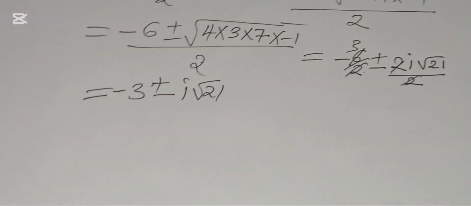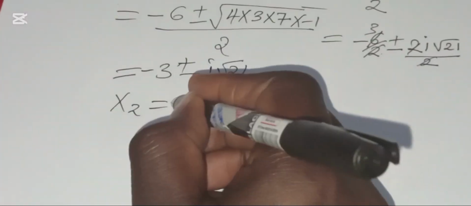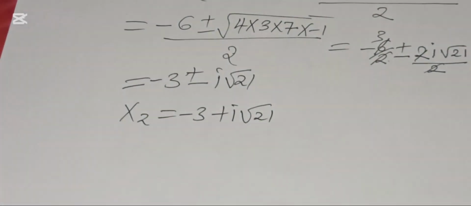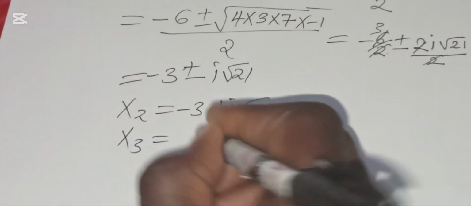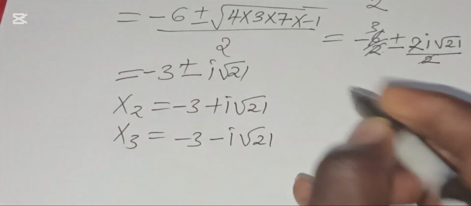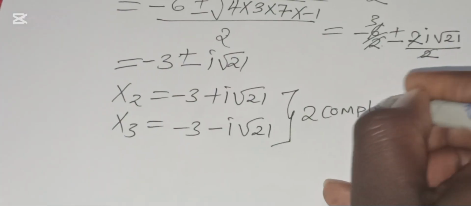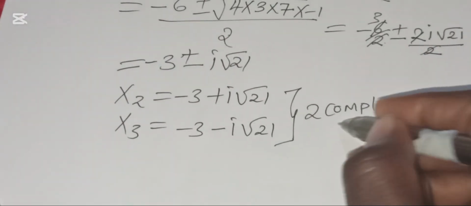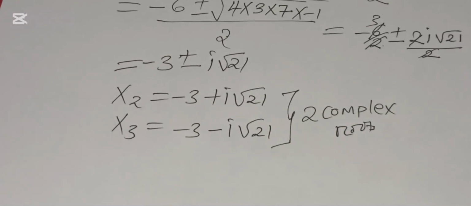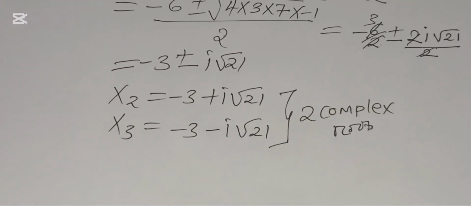Okay, so that means that we have x2 equal to negative 3 plus i square root of 21, and x3 equal to negative 3 subtract i square root of 21. So these are the two complex roots, and that means that our algebra problem has got 3 solutions as we have calculated.